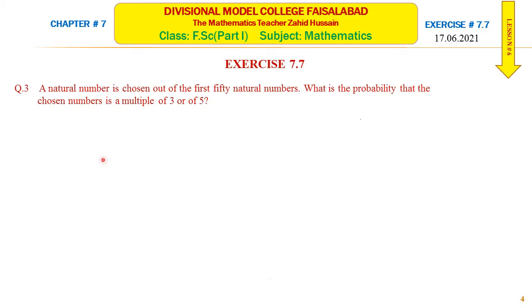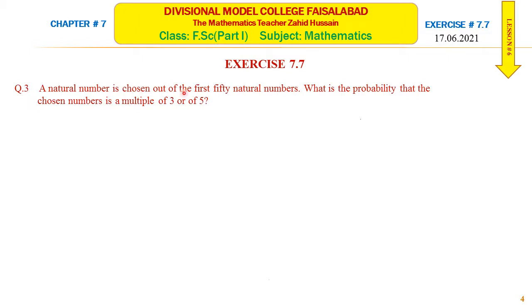Question number 3 is, a natural number is chosen out of the first 50 natural numbers. What is the probability that the chosen number is a multiple of 3 or a multiple of 5? Again there is the word "or" between the two probabilities. One event is one in which the number is a multiple of 3, and the other event is one in which the number is a multiple of 5.